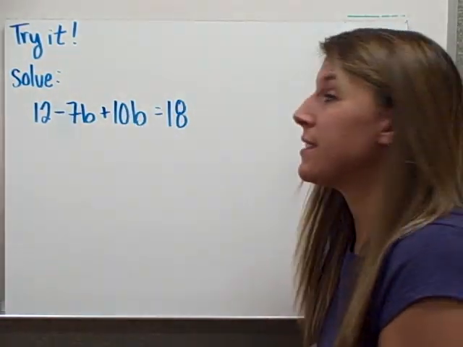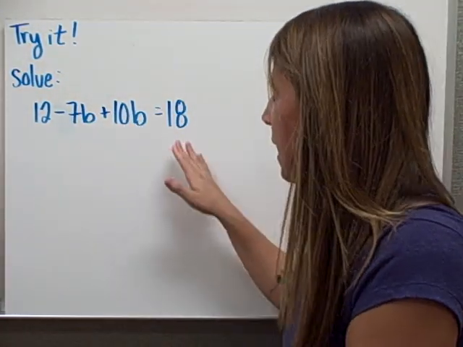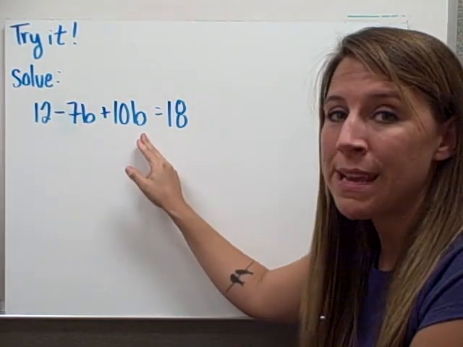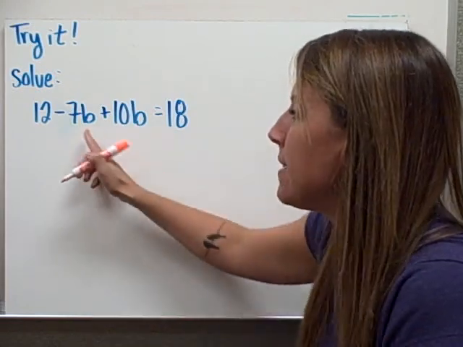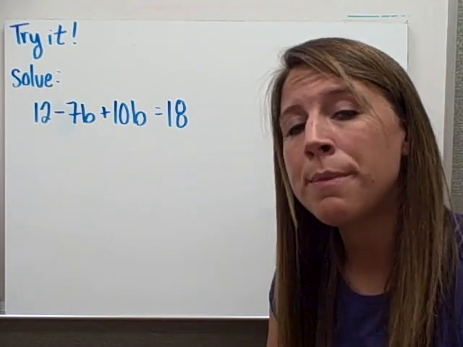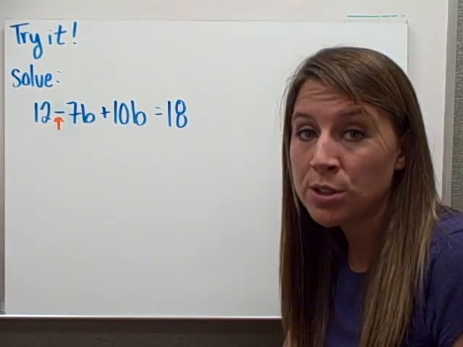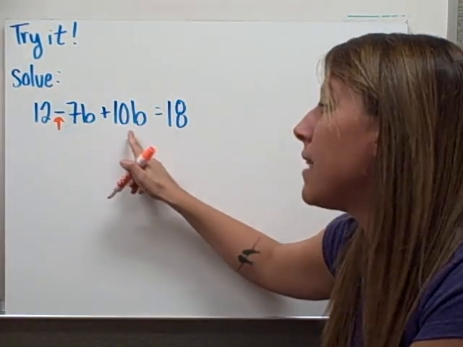So here we're going to do one together. I have 12 minus 7b plus 10b equals 18. Minus 7b and 10b are like terms. The most frequent mistake would be to say 7b plus 10b is 17b. But remember when you're combining like terms that the sign in front of the term belongs to it. So we need to treat this like it's negative 7b plus 10b.